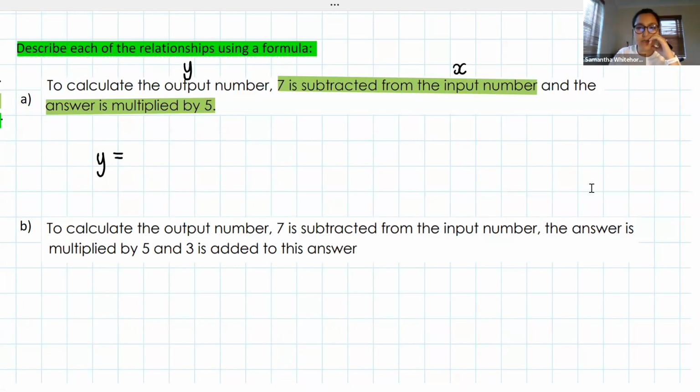Okay, I'm not seeing any formulas yet on the chat. I'll read it again for you. To calculate the output number, 7 is subtracted from the input number, and that answer is multiplied by 5. So break it down for yourself. Do it step by step. Let's see what we come up with. Remember, you're not going to know unless you try. Then you can use brackets to make sure that the order of work is done correctly. If you need to draw a flow diagram for yourself first, that's also absolutely fine.